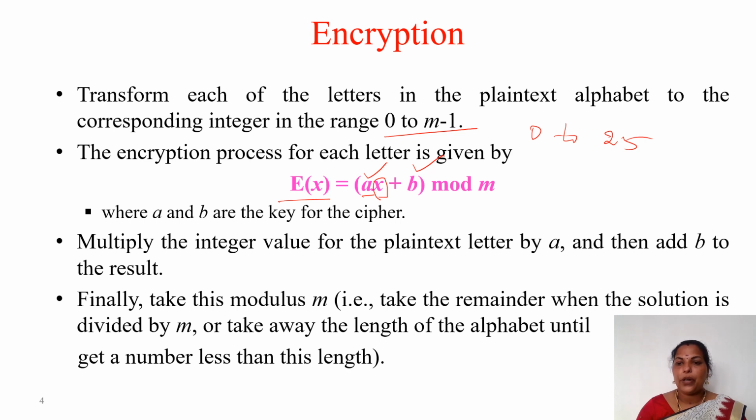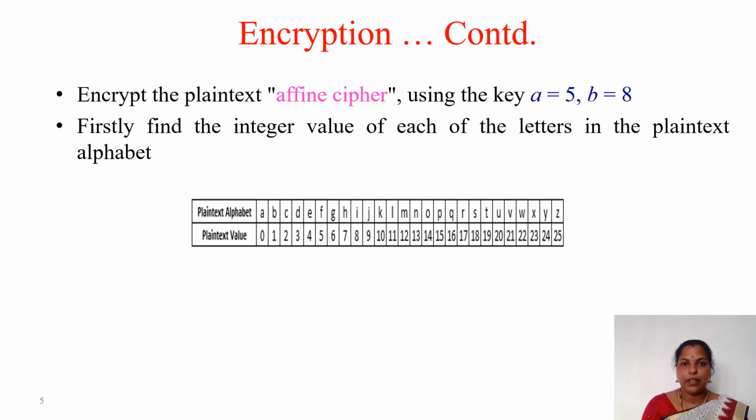I already told you how to find the modulo operation. So encryption is very simple: A into plain text plus B mod m. Here A and B are the key in the affine cipher. Let us see one example.